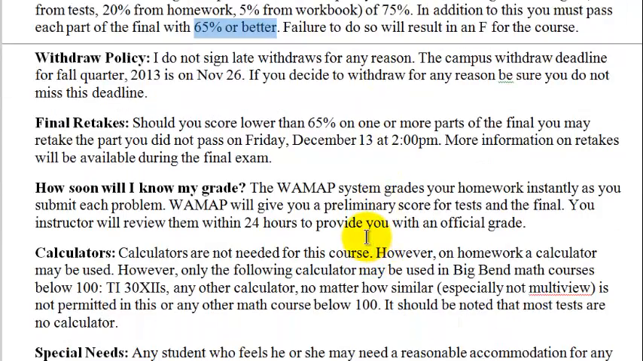My withdrawal policy is simple. I do not sign late withdrawals. You can withdraw from this course on your own anytime you want up to November 26th. After that, I will not sign late withdrawals for any reason.